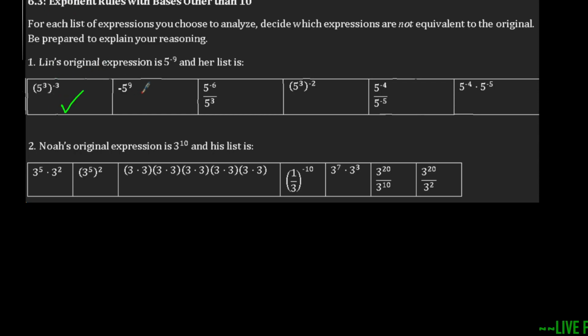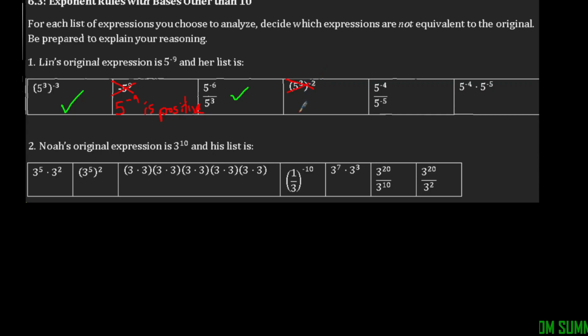However, the next one, we're going to say this is going to be wrong, because we can say 5 to the negative 9 is positive. Even though it has a negative exponent, that just means it's going to be a small number. Then we could say this one's going to be good because they subtract the exponents. Then for the next one, we're going to say this one's going to be wrong.